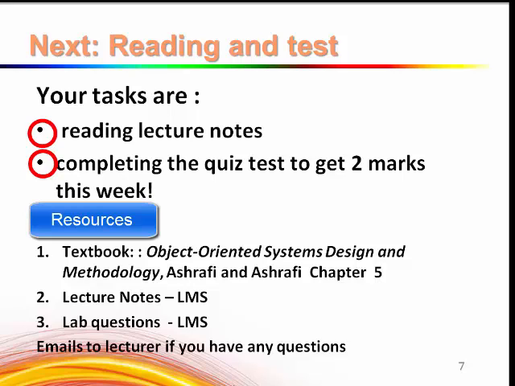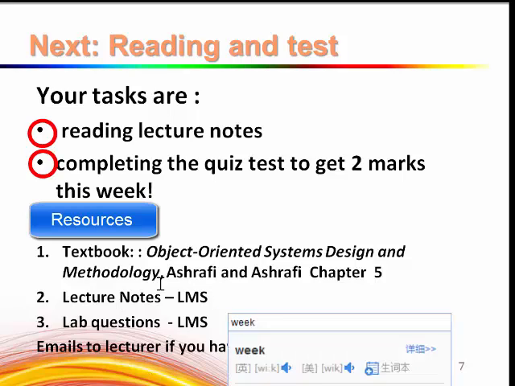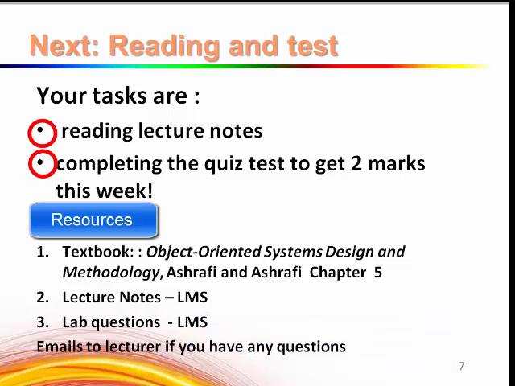With the aforementioned objectives of this lecture, your next tasks are reading and a test. You need to read the lecture notes to achieve the required objectives in this lecture. Complete the quiz questions in order to get 2 marks for this week. The content of this lecture comes from chapter 5 of the textbook. Lecture notes and review questions are available from LMS.